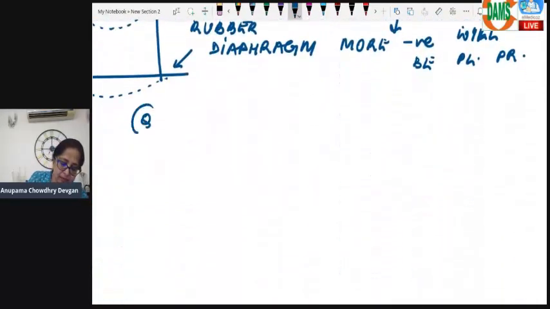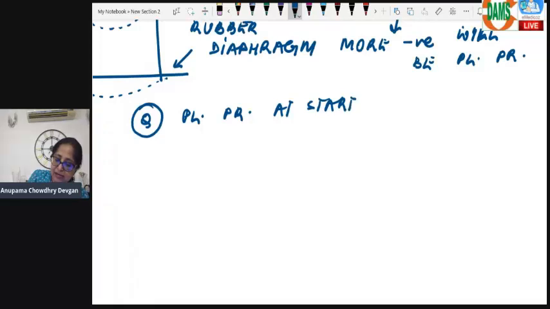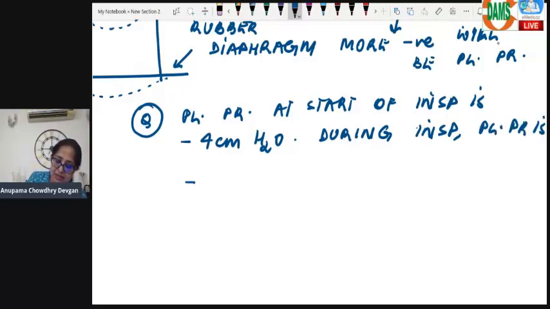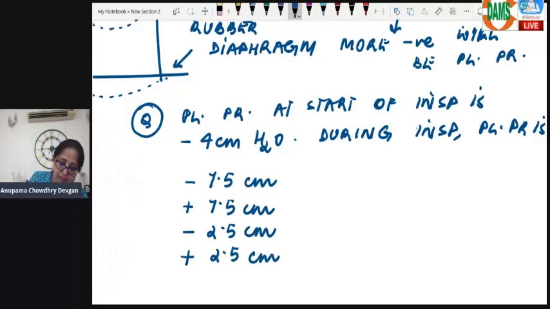Answer this question. Pleural pressure at the start of inspiration is minus 4 centimeters of water. During inspiration, pleural pressure is minus 7.5 centimeters of water, plus 7.5 centimeters of water, minus 2.5 centimeters of water, or plus 2.5 centimeters of water? Bolo. A, B, C, or D.